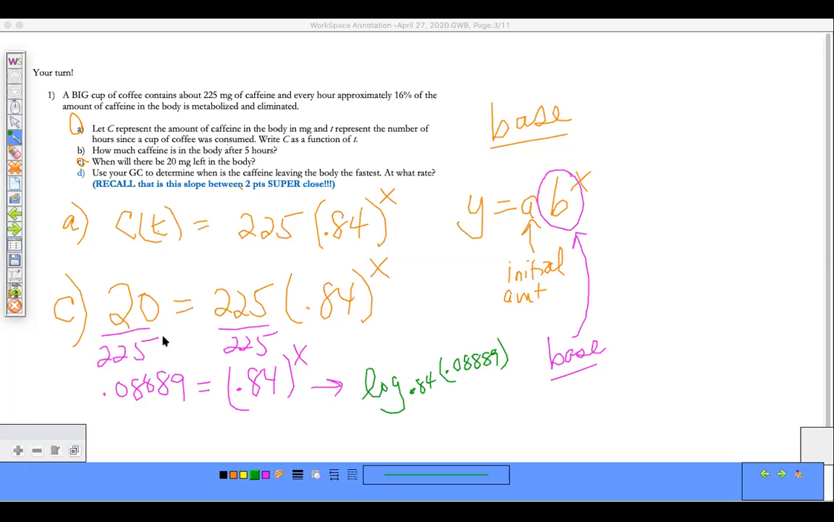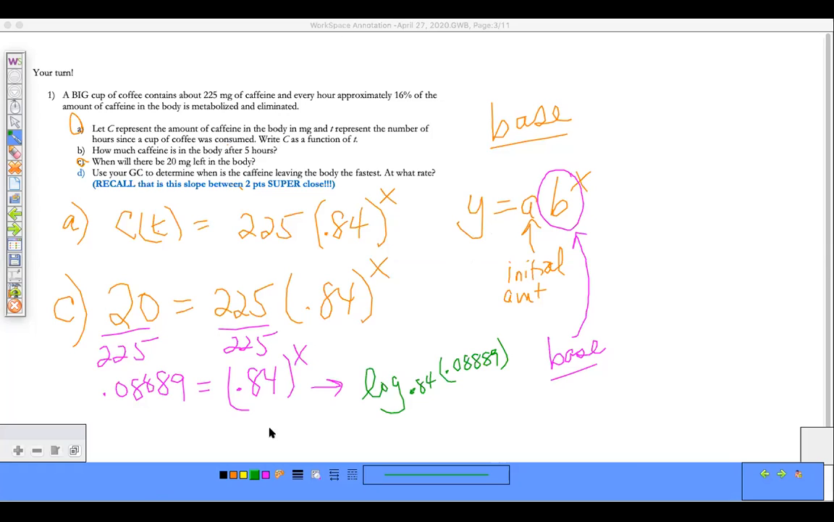Okay, let's try this again. 0.08889, and then you're going to divide that by, I see what I did here. Okay, log of your 0.84. And you'll notice you get the same exact answer. So for you, Eli, your base goes second. In other words, they're both being written as base 10.